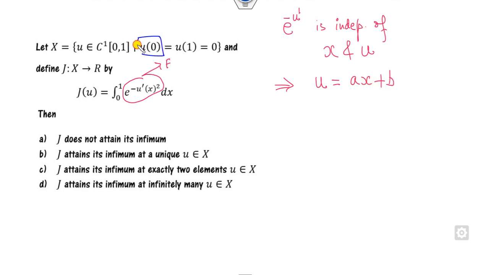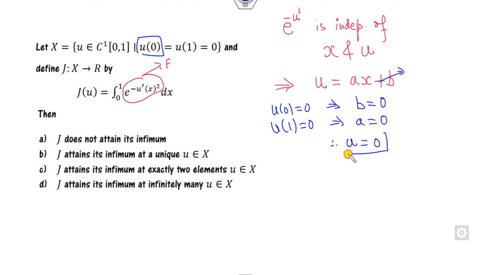Apply the condition. u of 0 is 0, so b is equal to 0. u of 1 is 0. So if b is 0 and u of 1 is 0, it means a is equal to 0. What is the meaning of that? u = 0 is the solution.